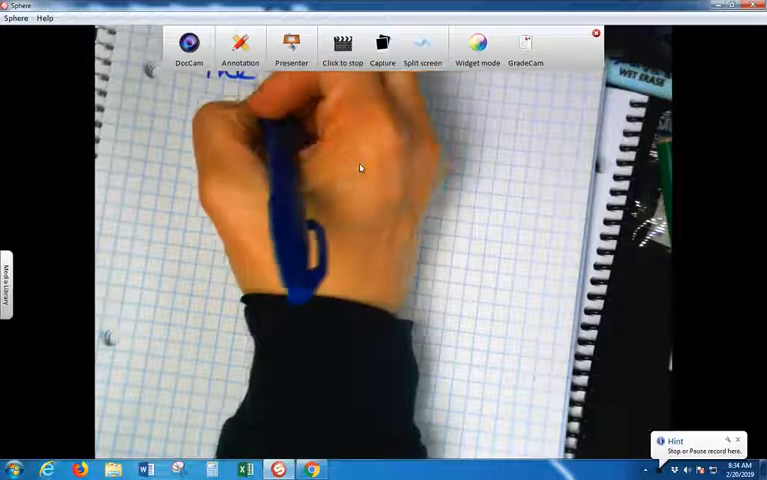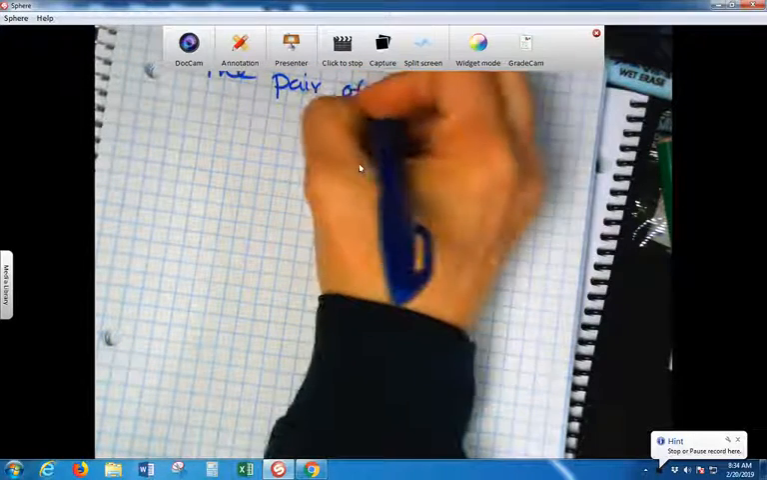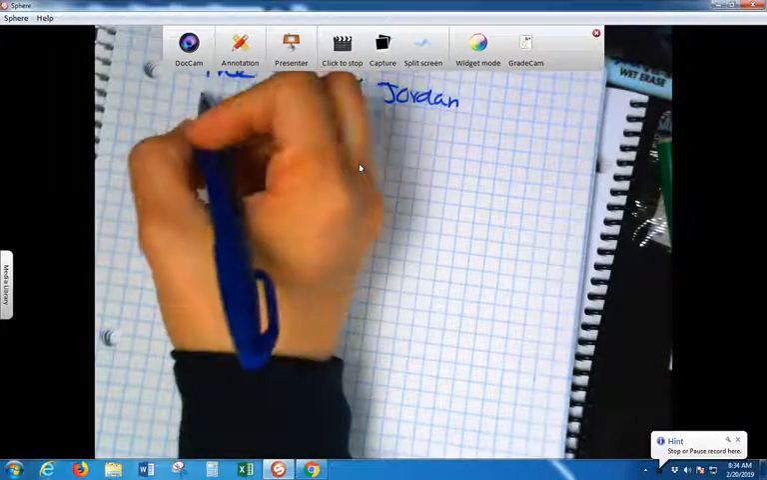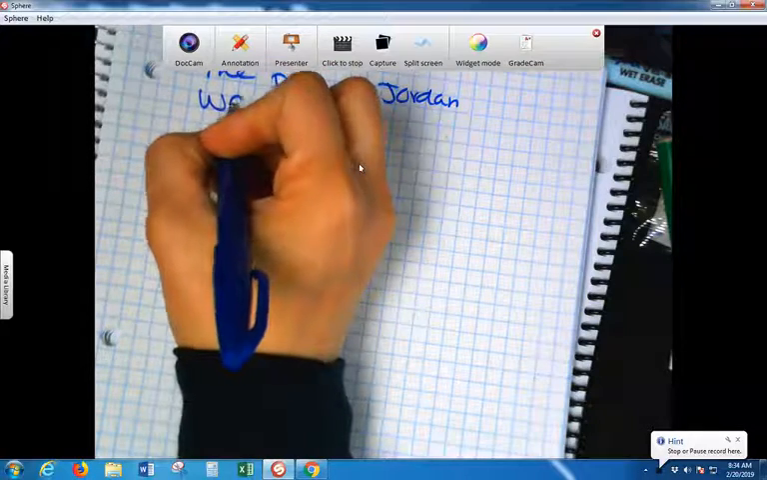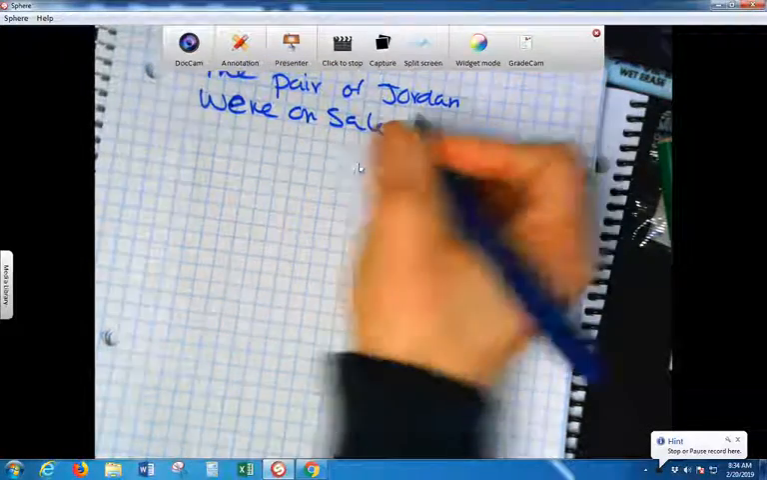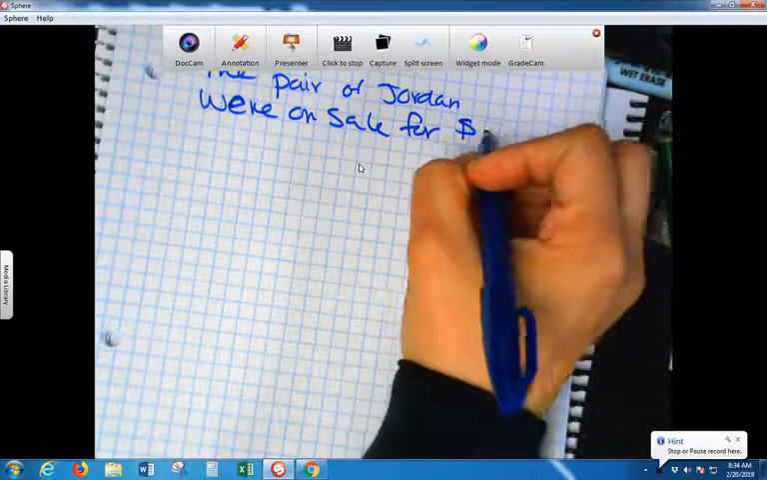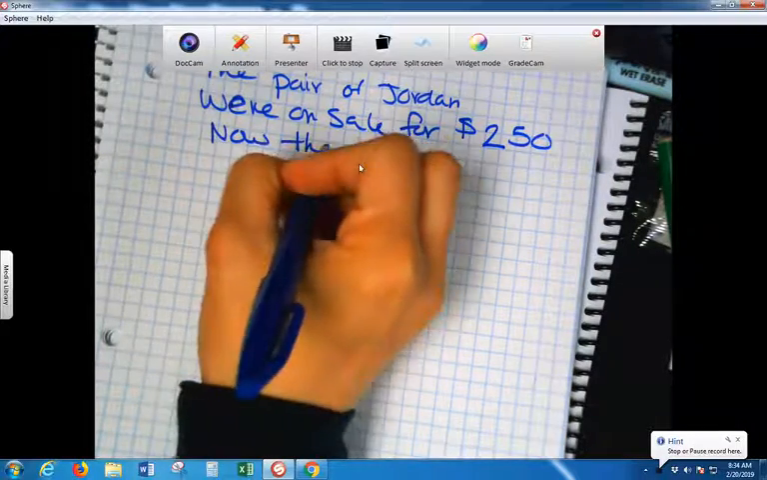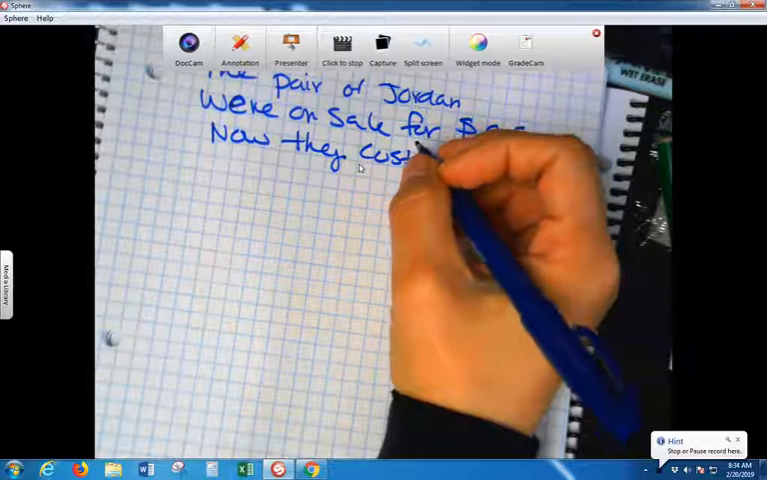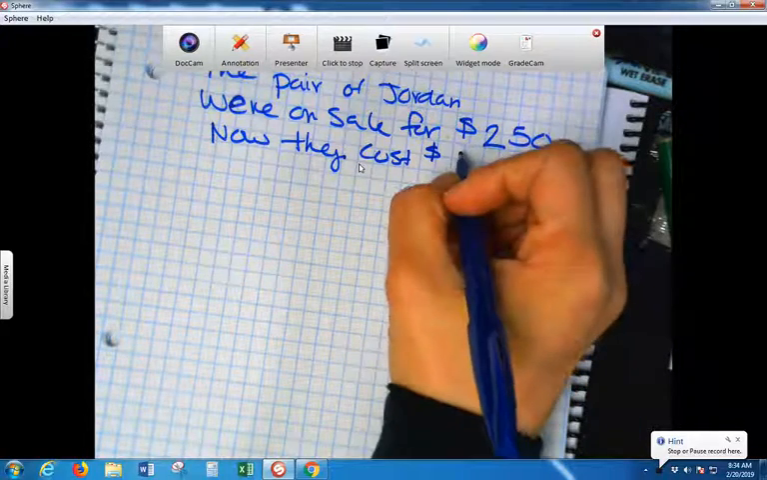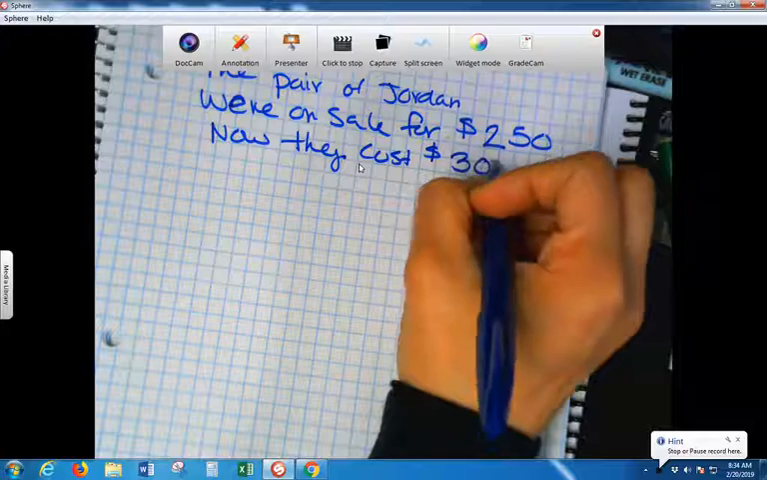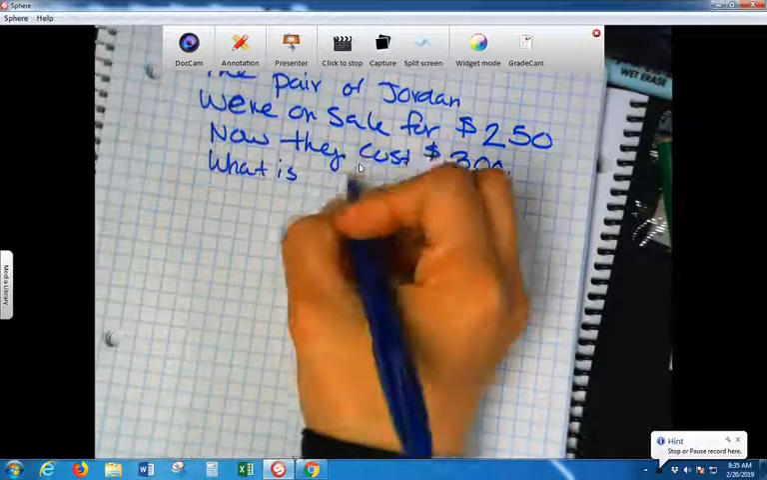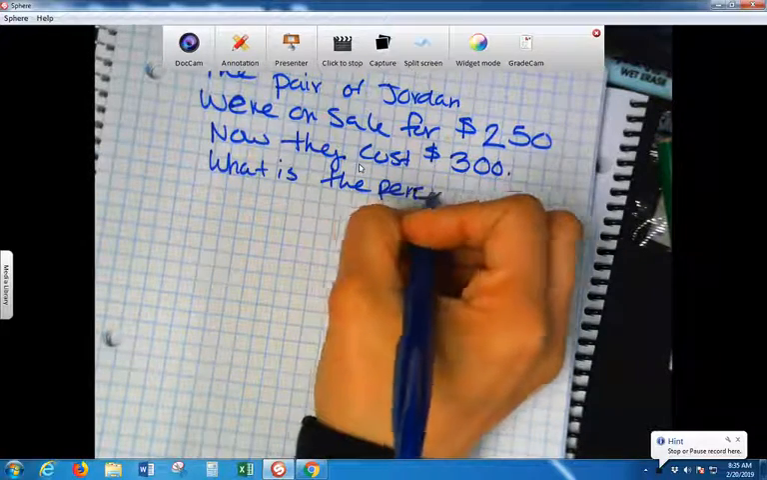The pair of Jordans were on sale for $250. Now they cost $300. What is the percent change?